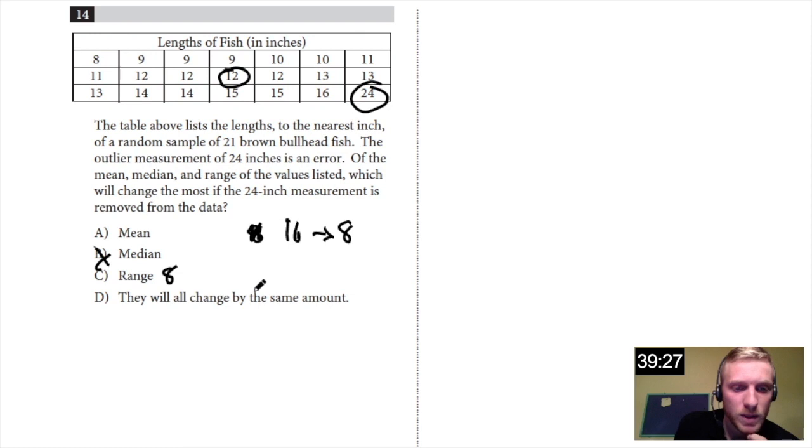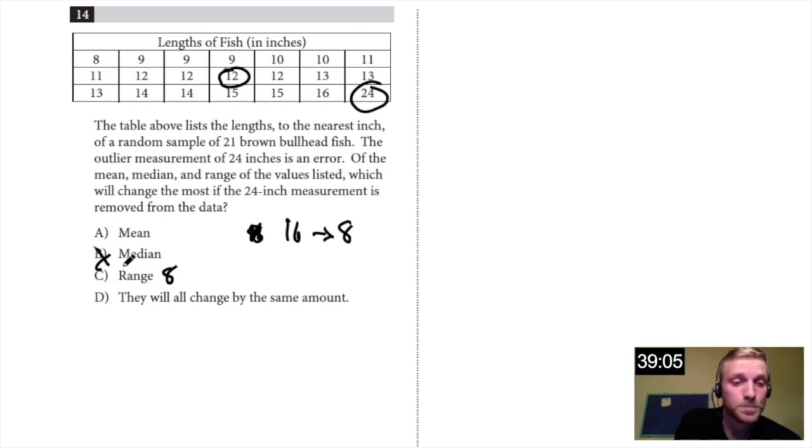They will all change by the same amount. That we can see is false. Our range changes and our median doesn't, for instance. So those two aren't changing by the same amount. And our mean would change as well. And if we wanted to calculate how much it would change by, we could add up these numbers, including and excluding 24, and find out the mean and see how much it changes by.